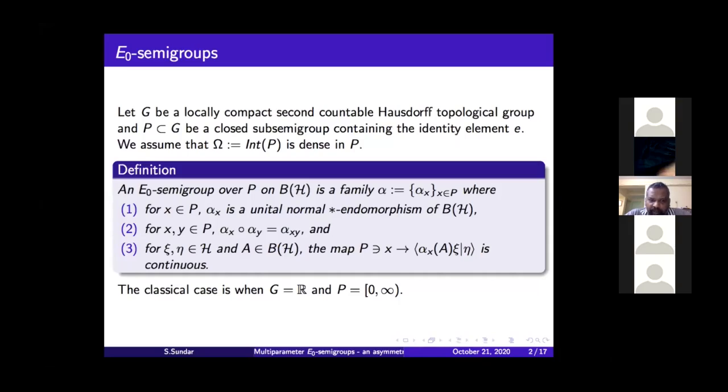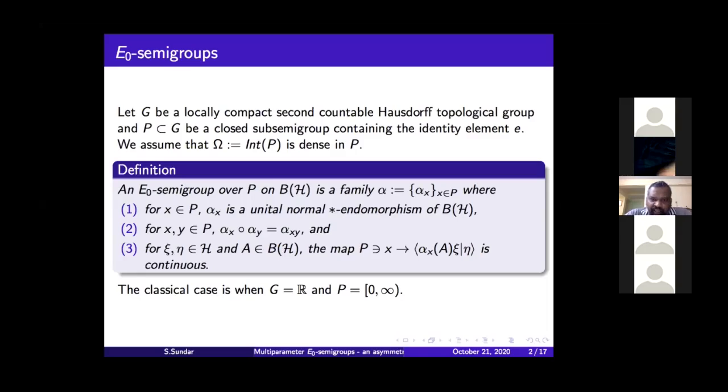The second property is that alpha_x composed with alpha_y is alpha_{xy}. This means that the family alpha_x is a semigroup. It satisfies the semigroup law. And the third is that it is parameterized by P, and P is a topological space, so there should be some continuity. The third condition tells you that it is continuous. That means if you take two vectors psi and eta from H and an operator A from B(H), the map x going to the inner product of alpha_x(A) psi with eta is continuous.